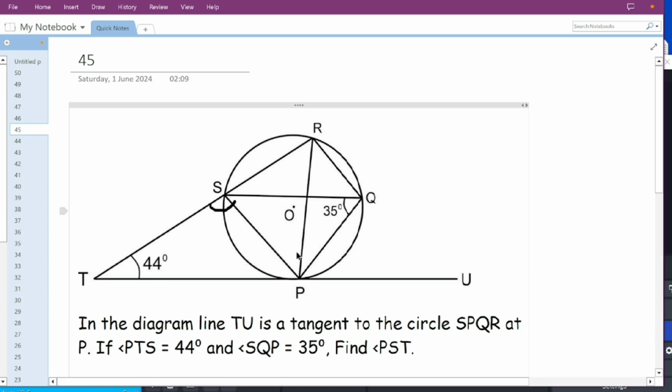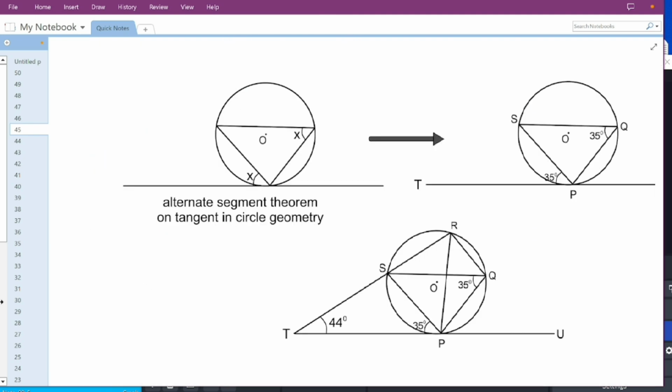Now once we have tangent questions and you don't have the line from the center to the tangent, that means you don't have the 90-degree theorem of a tangent. But in your mind, you should have all the laws or theorems regarding tangents in circle geometry. Now there's a law that will help us solve this question. The theorem is called the alternate segment theorem on tangents in circle geometry.